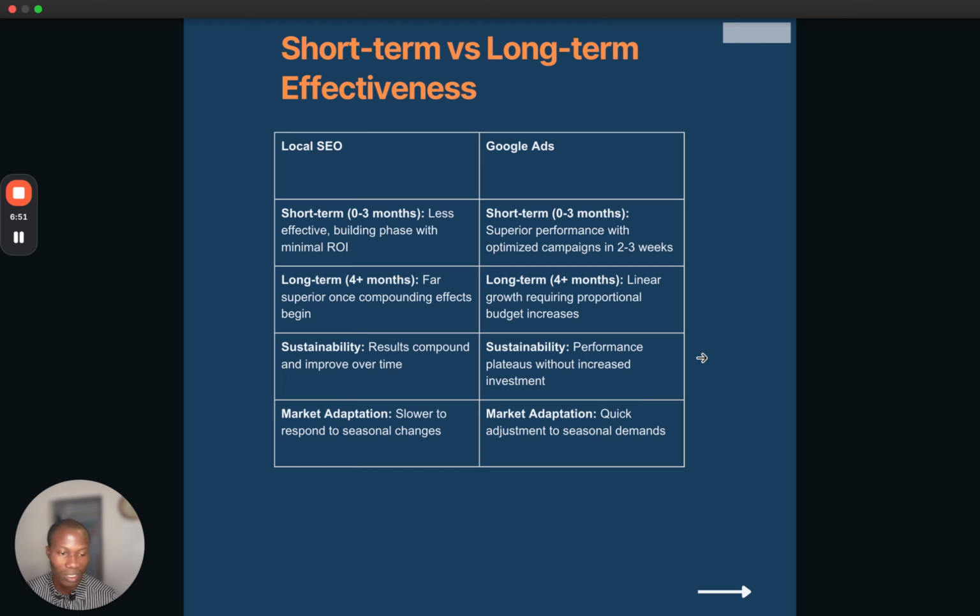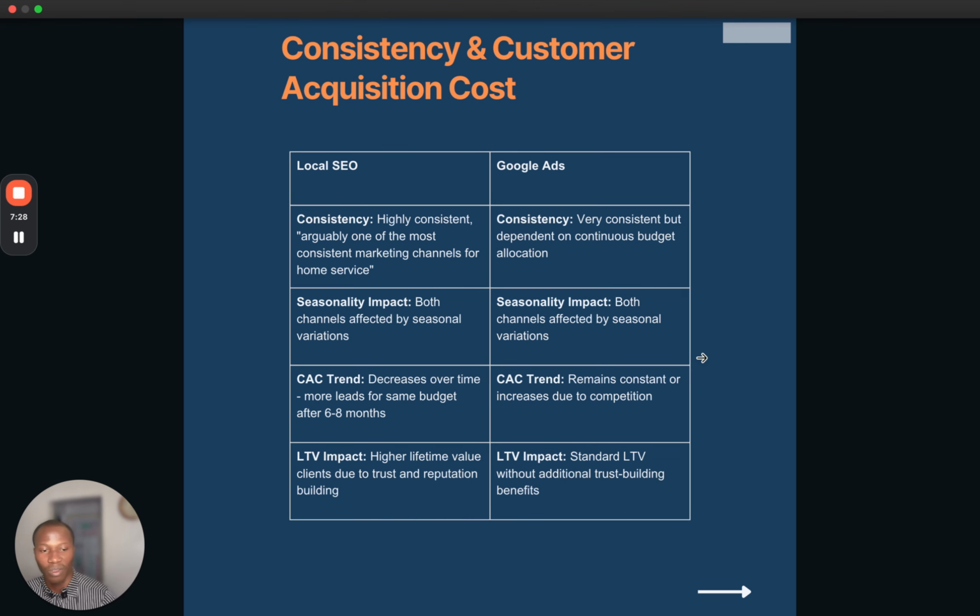But as against Google Ads, the short-term results, you start seeing results almost immediately. Superior performance with optimized campaigns in as little as 2 to 3 weeks. The long-term results: linear growth requiring proportional budget increase. So you need to increase your budget at every point in time because you are competing with a lot of businesses in the area. Sustainability: performance plateaus with increased investment. So you have to just increase your investments periodically. If you want to get more leads, you want to expand your business, you just need to increase the ad spend. And market adaptation: quick adjustments to seasonal demand. So once the season is not there, you actually start spending more because Google is trying to force this ad on people.